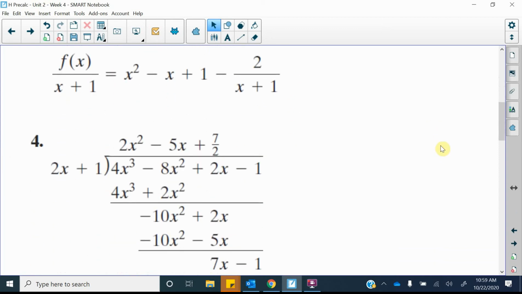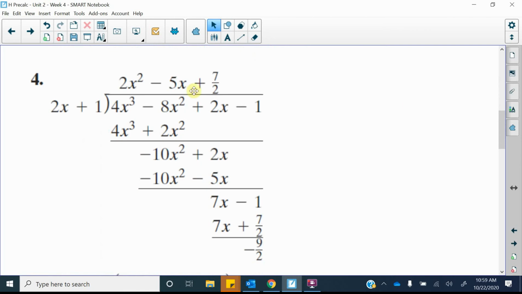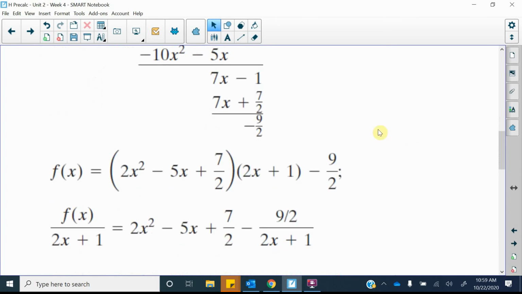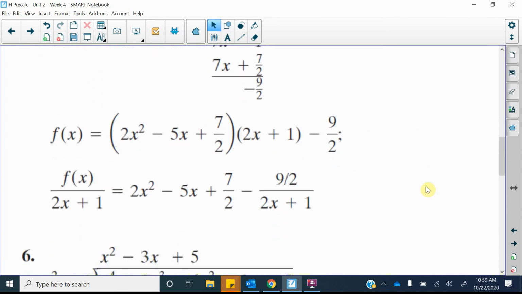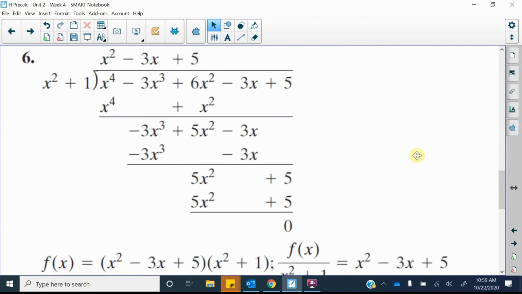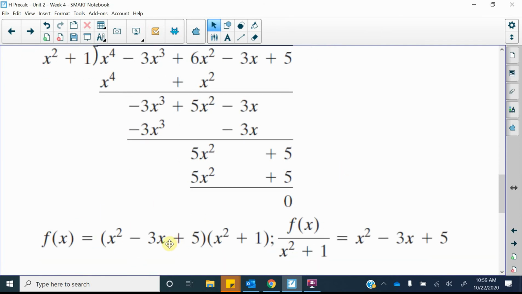For number 4, typically you don't end up with fractions like this. So don't worry if you had a little bit of a difficult time with this one for your final answer. You do end up with a fraction as your remainder. But again, you don't see this very often. For number 6, this one does have a remainder of 0, which does mean that this particular divisor is a factor of this function.